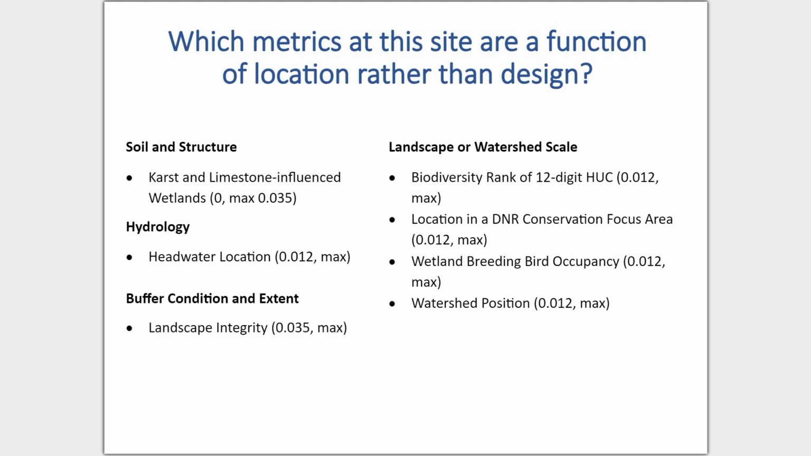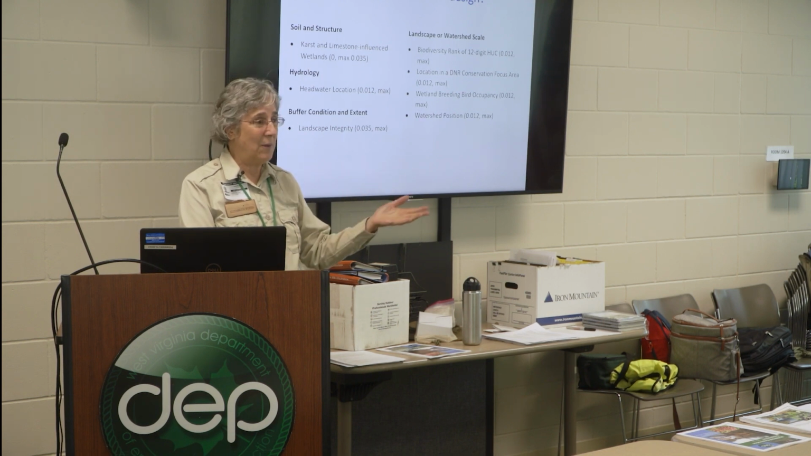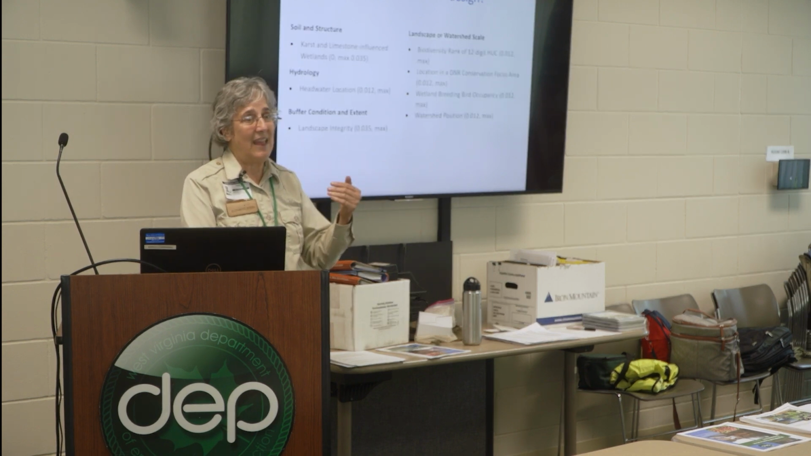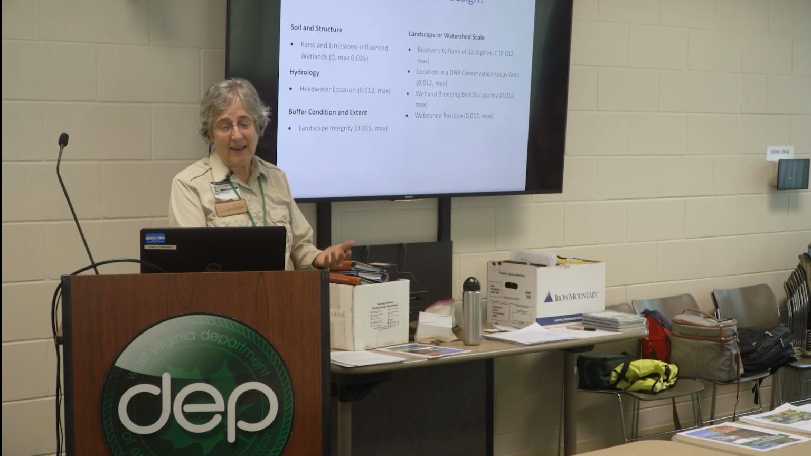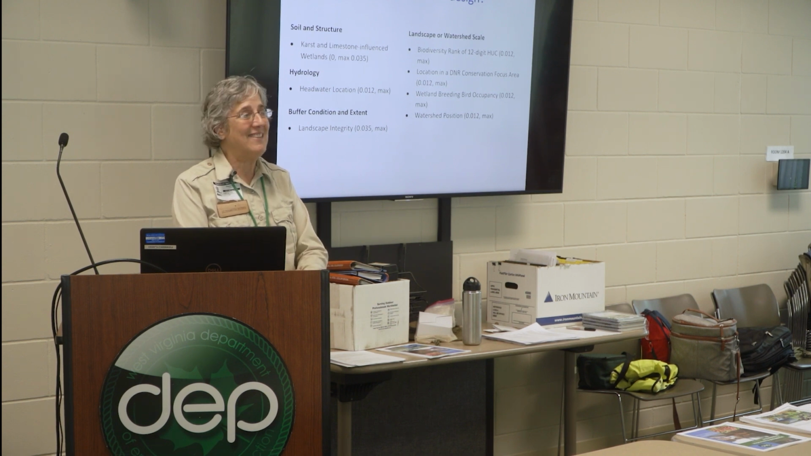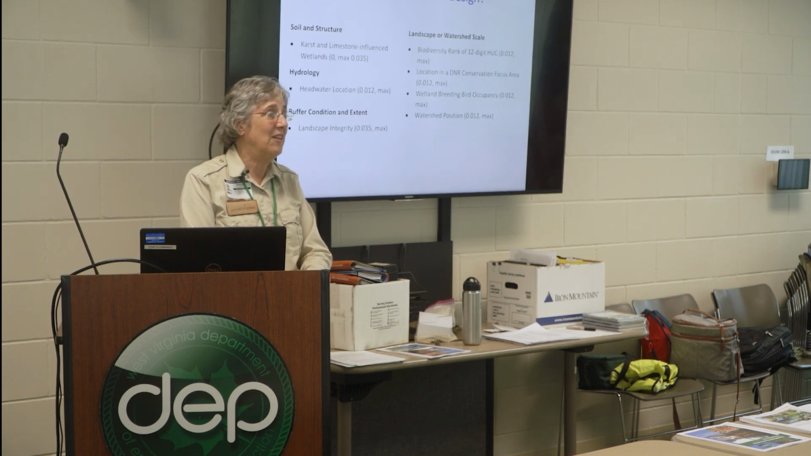They're going to come to that wetland because they're already close by. So it's a good neighborhood. It's also located in a DNR conservation focus area, where DNR has specified certain parts of the state where they say wetlands are particularly important, and they're working on management plans for those now. And it happened to be in a wetland breeding bird occupancy area, with a lot of wetland breeding birds sitting around in nearby wetlands that will probably take immediate advantage of additional habitat.